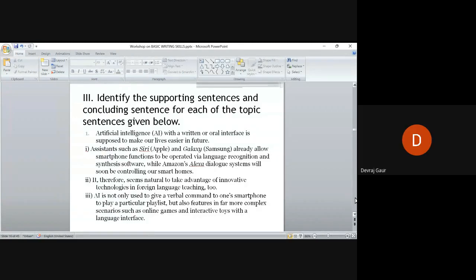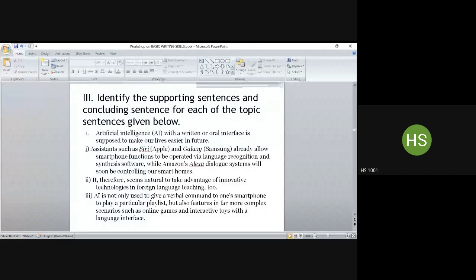Well, 1 and 3 are supporting sentences. 1 and 3 are supporting sentences. Is it true for everyone else? Read through, no rush. Okay, yeah. Most of the people agree that 1 and 3 are.